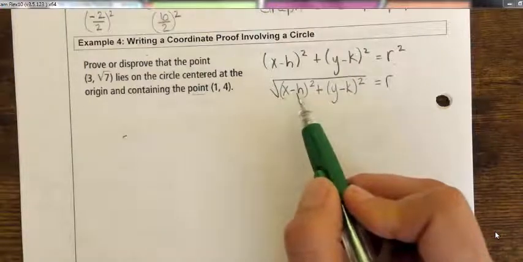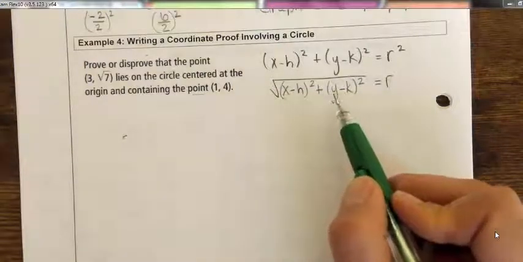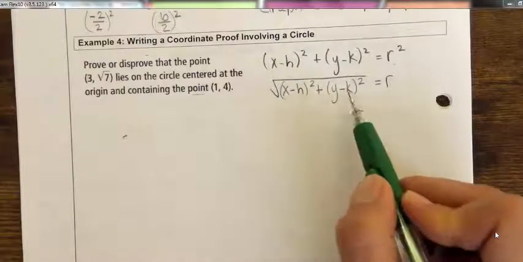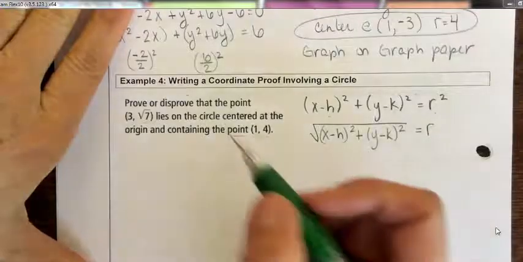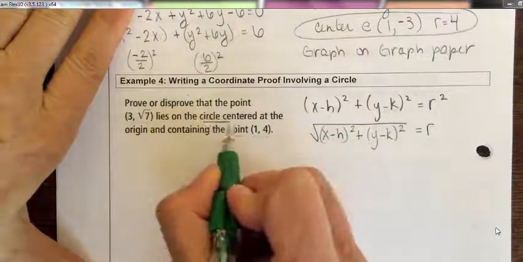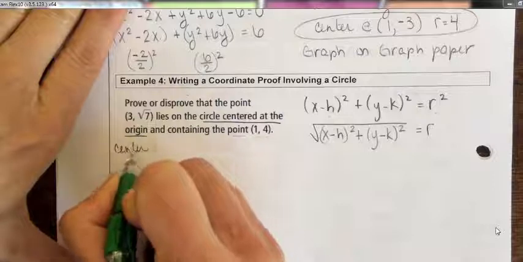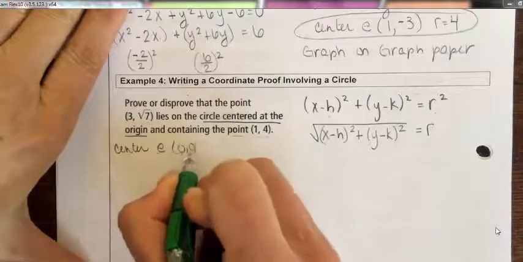The difference in the x's, and instead of y minus k, y2 minus y1, the difference in the y's. This is basically the distance formula. Now we know the center of our circle. The circle is centered at the origin, which means that the center is at 0, 0.